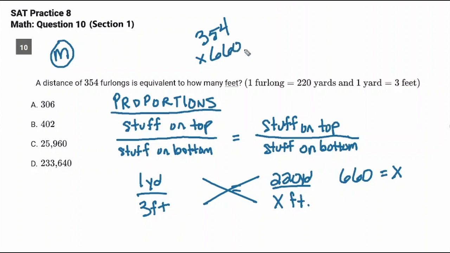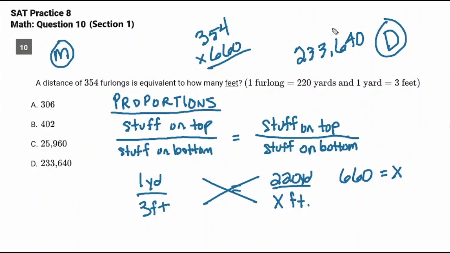Guys, you can stop right here. Be confident. Look at these answer choices. It's going to be some ginormous number. It's going to be D. But if you want to use your calculator, go ahead. Sure enough, 354 times 660 is 233,640. Answer's D. Get it right.